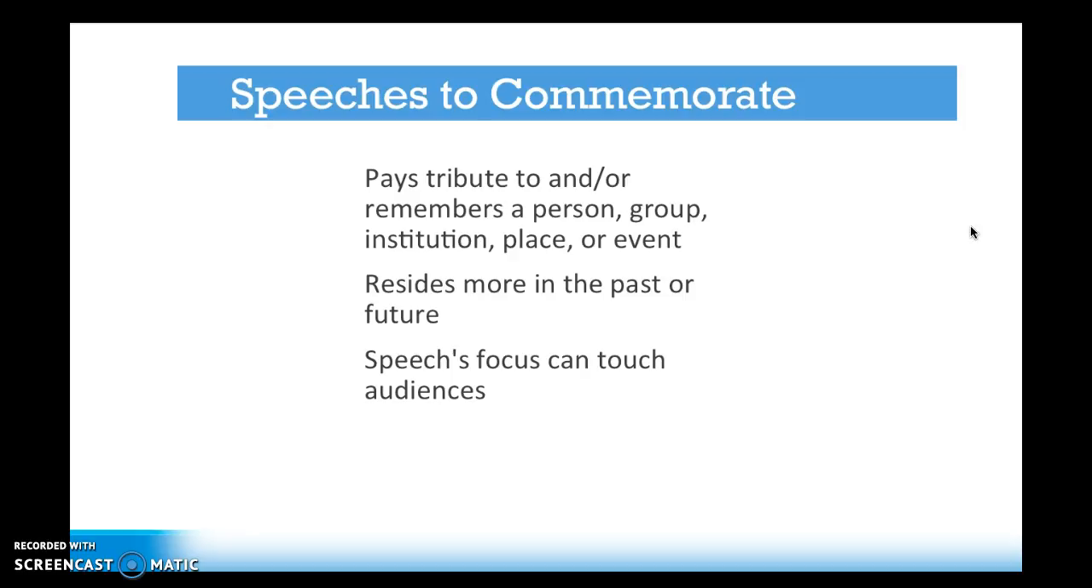Another thing you want to think about with speeches of commemoration, and J.K. Rowling does this very well, is that you want to put yourself into the speech. Explain why you are capable of giving the speech. What have you overcome to make you the perfect person for this commemoration?